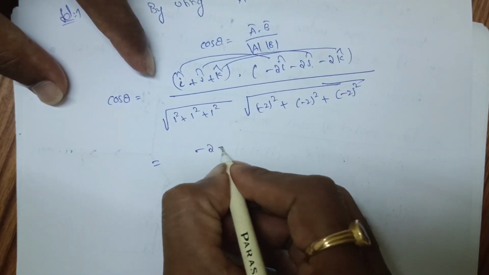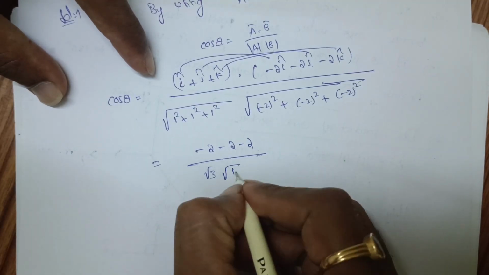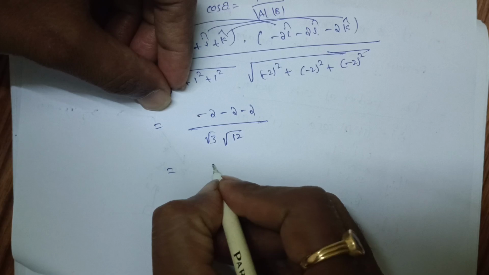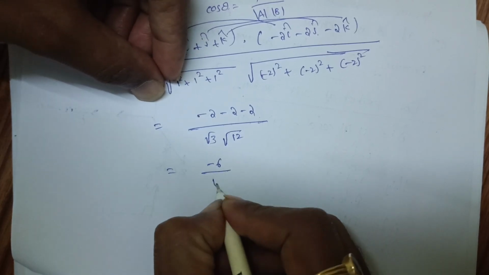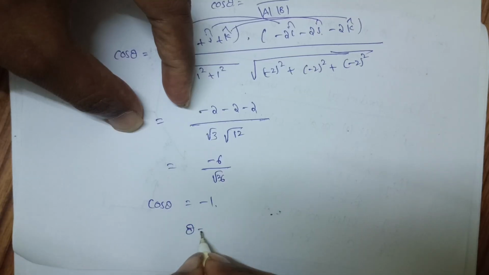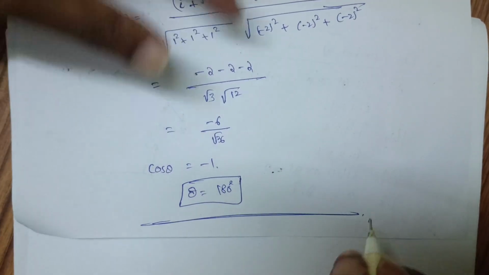This is i multiplied with i only, j with j only, k with k only, so minus 2 minus 2 minus 2, and root 3 times root 12, right? Then this is minus 6 by root 36, which is minus 1. Therefore, theta is equal to 180 degrees. This is what is about scalar product.